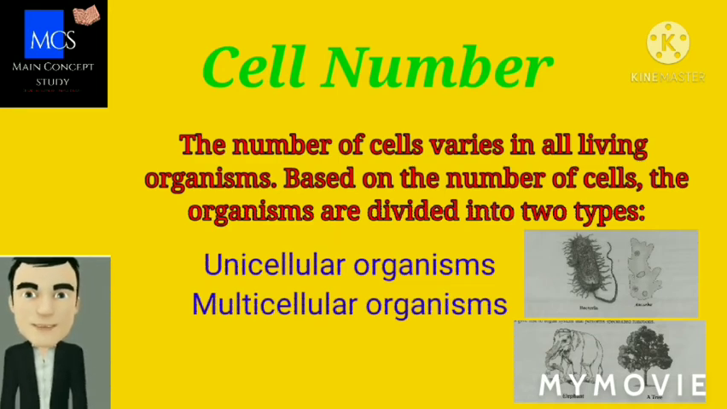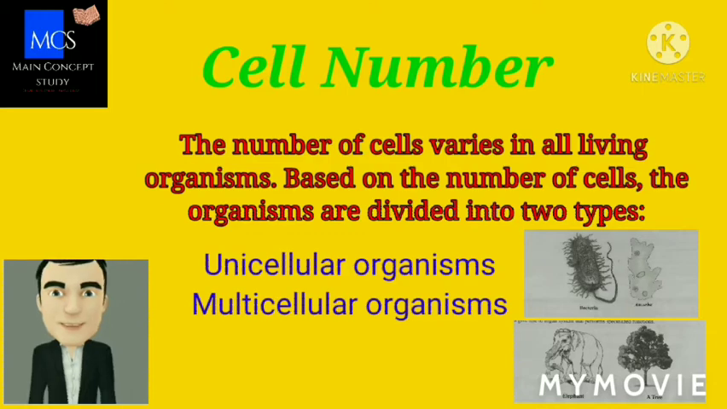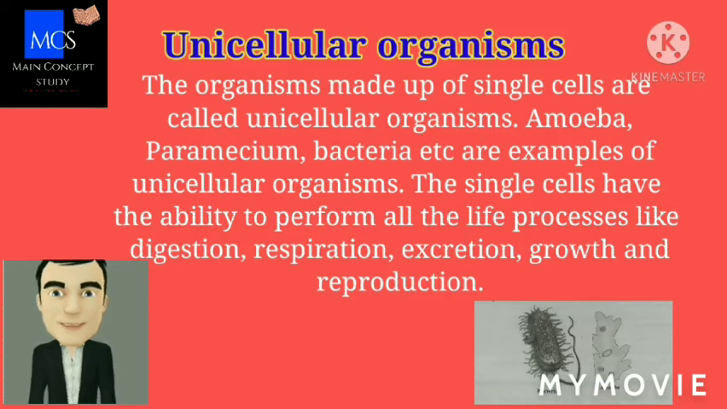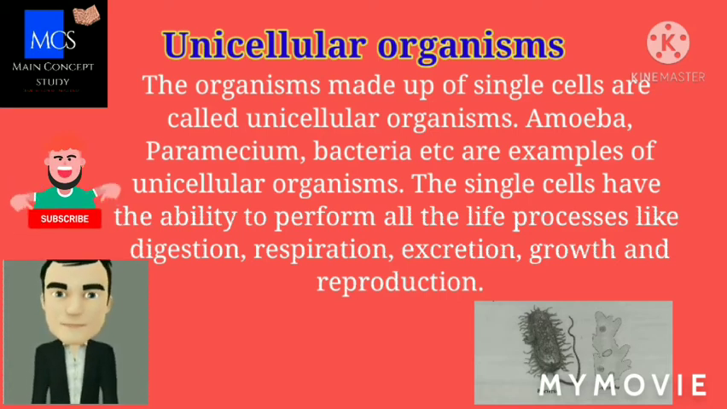Based on the number of cells, the organisms are divided into two types: unicellular organisms and multicellular organisms. Unicellular organisms. The organisms made up of single cells are called unicellular organisms. Amoeba, paramecium, bacteria, etc. are examples of unicellular organisms. The single cells have the ability to perform all the life processes like digestion, respiration, excretion, growth and reproduction.